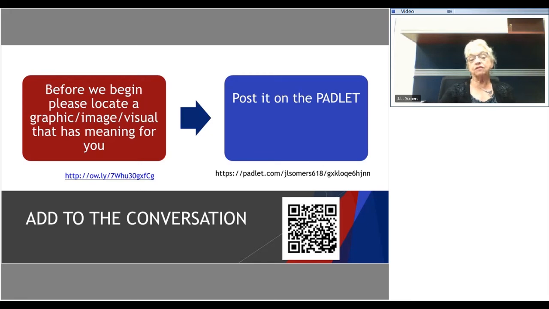If you haven't already done so, please follow the instructions on the screen to find some sort of a visual that has meaning to you and post it on the Padlet. We'll come back and talk about that in just a few minutes.